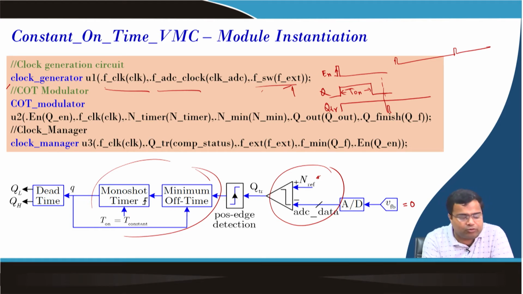Now, we have a COT modulator where the input is the enable signal. It has a high frequency clock which will generate the timer, on time and off time. It will take the data as an on time command and minimum off time command. It will generate the output Q out, and it will also generate the Q finish. How is the Q finish generated? Whenever the on time has elapsed and the minimum off time is gone, this is my T of T min, then this will generate a flag signal, which we call Q finish.